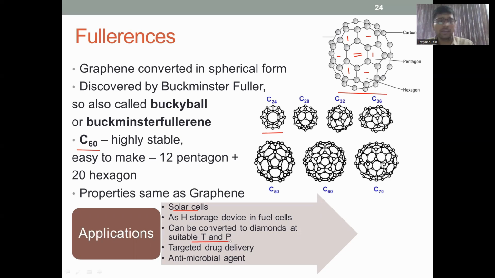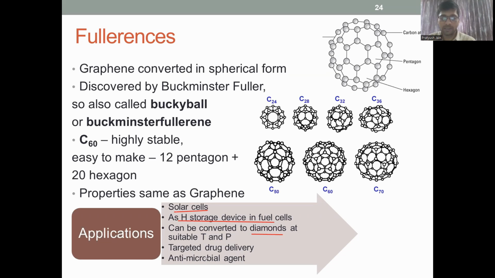Nowadays, there are many issues with natural diamonds, with diamonds that are mined out of diamond mines. There are a lot of child labor issues, a lot of labor issues. So generally, the diamonds we find nowadays in the market are not natural diamonds, they're artificial diamonds. They're made in labs. Fullerenes are used to make these diamonds. At suitable temperature and pressure, they can be converted to diamonds.